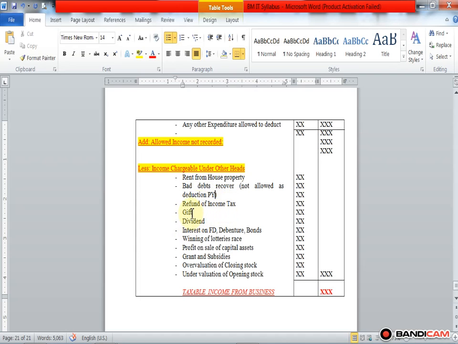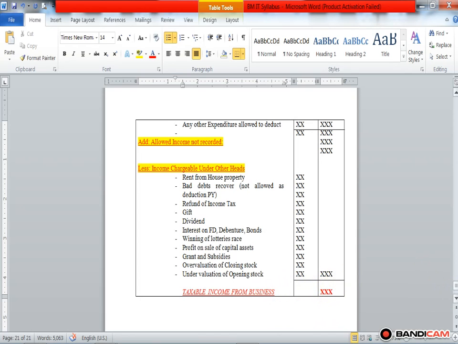Okay, refund of income tax, gift received from parents or friends, dividend received, interest on fixed deposit, interest on debenture, interest on bonds, these all are other sources of income. Winning of lotteries, races, profit on sale of capital assets, grants and subsidies received from government, overvaluation of closing stock and undervaluation of opening stock is income, but this income is other income or other heads income. So all these other income is deducted from our net profit, we get a taxable income from business.